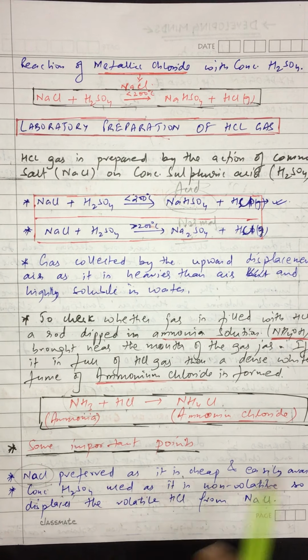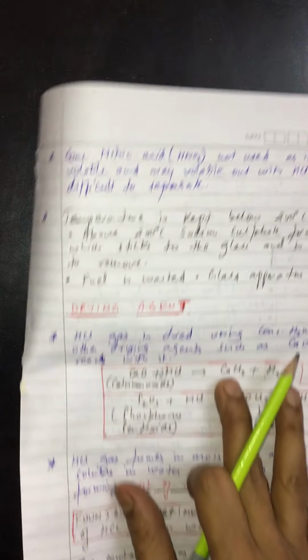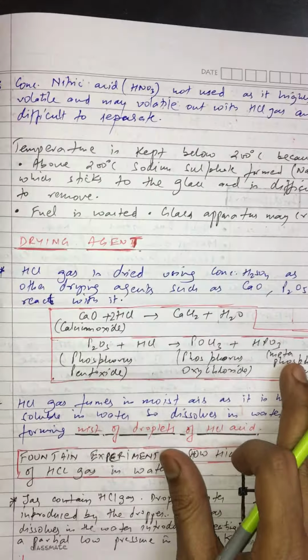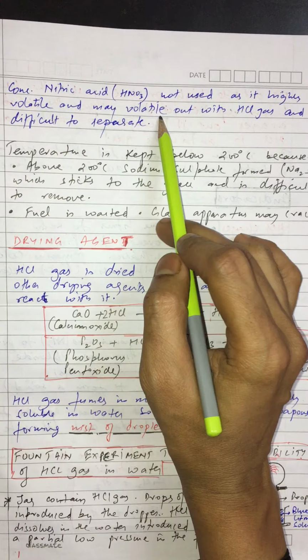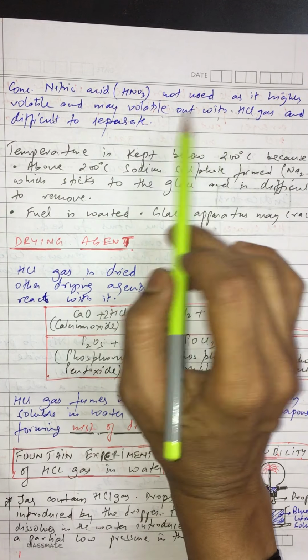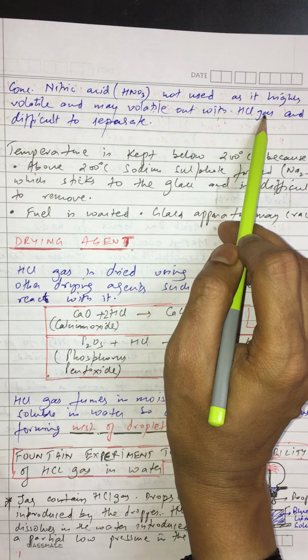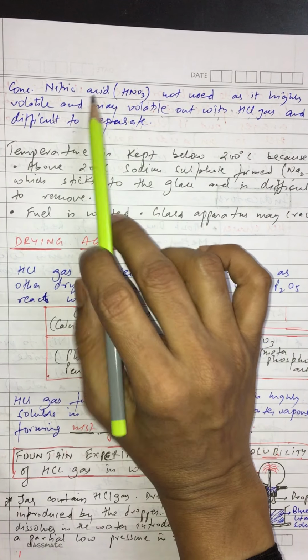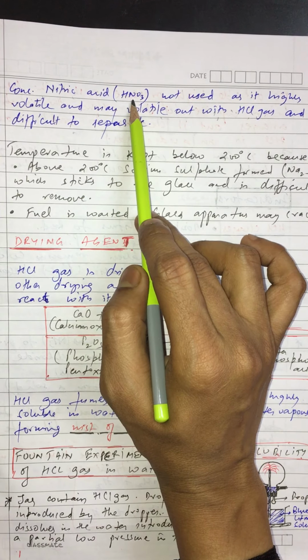So sulfuric acid is preferred. Now if we use nitric acid in its place, nitric acid is a highly volatile acid. So it will volatilize with HCl, it will get mixed with HCl and it will be difficult to remove or separate. So we cannot use nitric acid in this process.